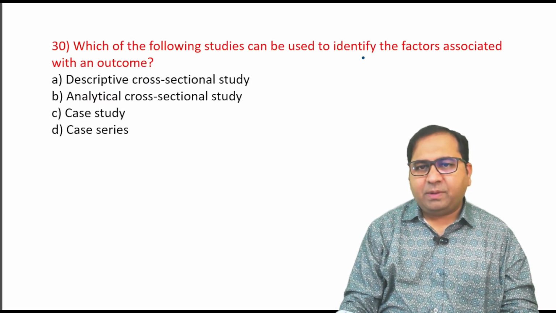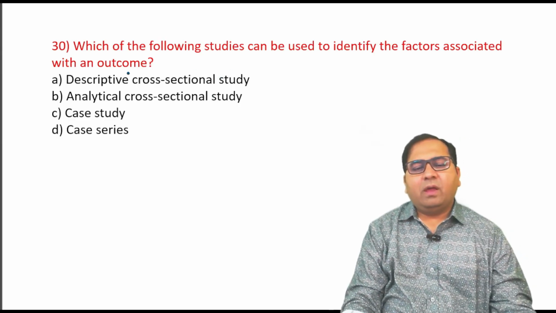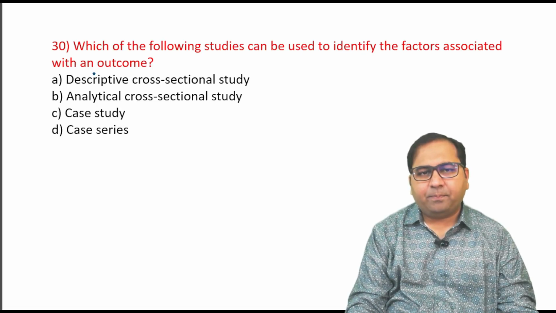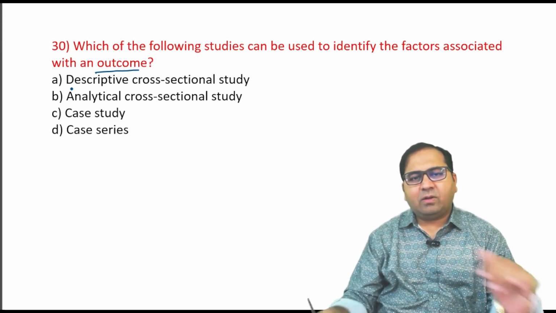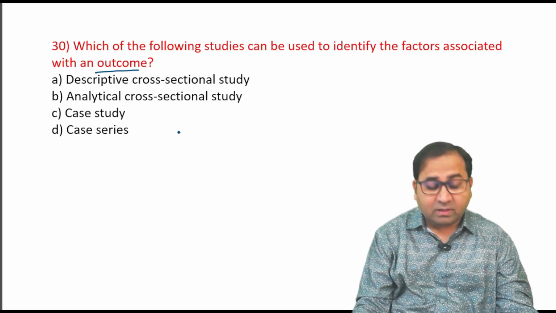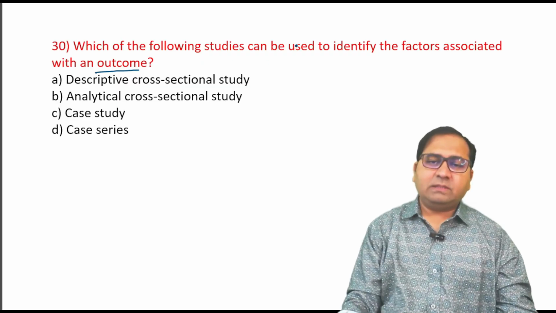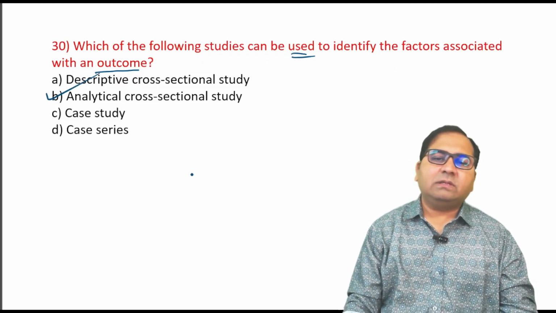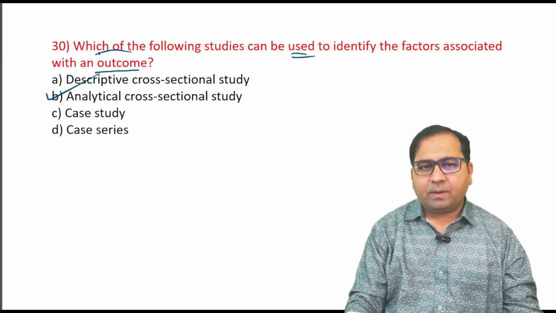Which of the following studies can be used to identify the factors associated with an outcome? Once again, we will see the question. Which of the following studies can be used to identify the factors associated with an outcome? The options are A, descriptive cross-sectional studies, B, analytical cross-sectional studies, C, case study, or D, case series. So, which of the following studies can be used to identify the factors? The answer is analytical cross-sectional study. Analytical cross-sectional study is used to identify the factors associated with an outcome.